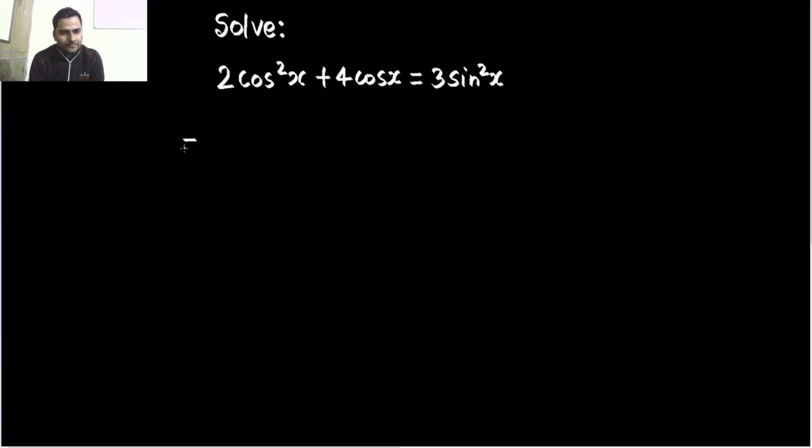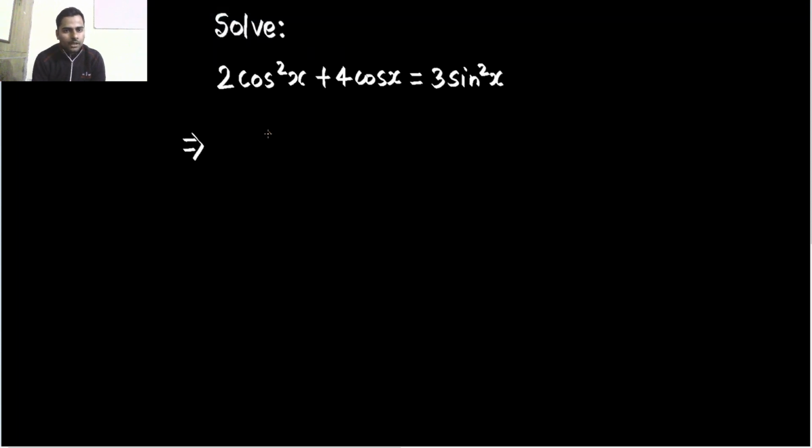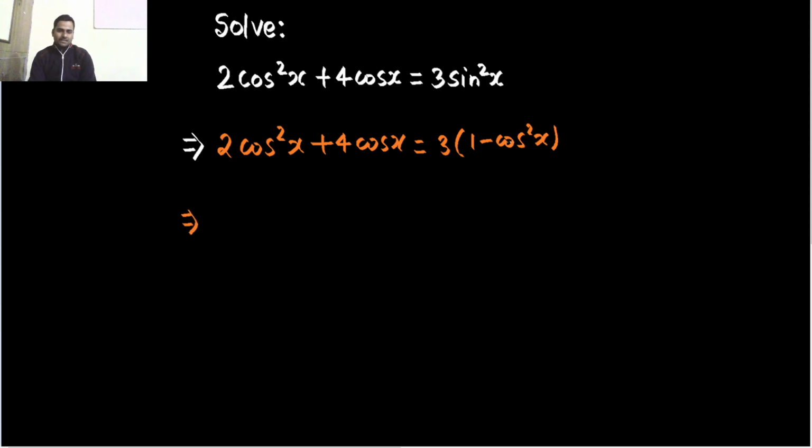So for that, 2 cos square x, fine. 4 cos x, again fine. Equals to 3, write this as 1 minus cos square x. Now take the RHS to the LHS. So 3 is there. 3 minus 3 cos square x, when it comes to this side, it will become 5 cos square x because 2 cos square x is already present. Now I have 4 cos x and I have a 3 to that side, bring it to this side. So this equals to 0.